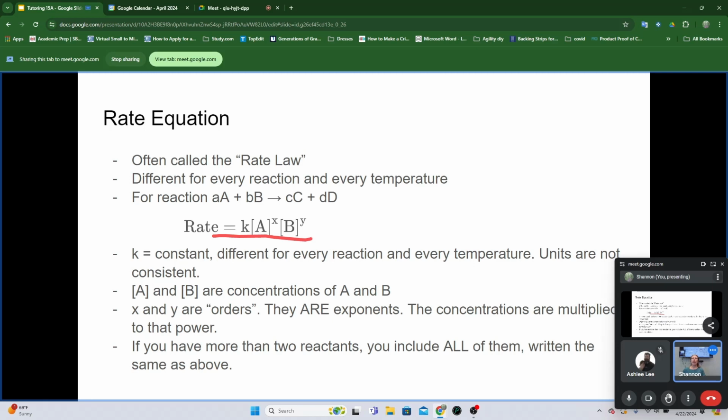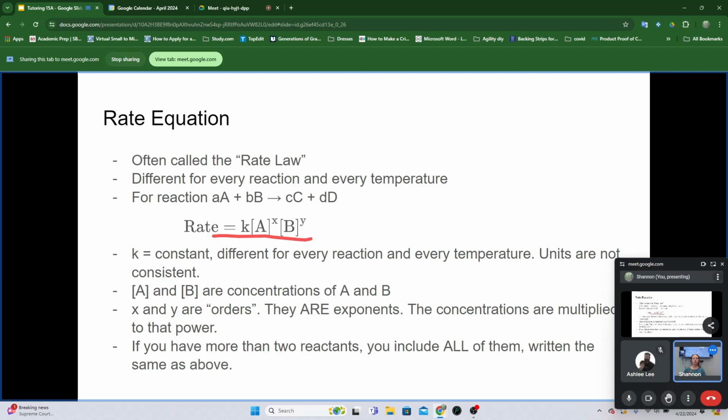Okay, so X and Y are the orders, which sounds so complicated, and it's not, and I'm gonna hopefully show you that, okay? The word orders, to me, when I see orders, I think sequence, right? It's not sequence at all. It's not sequence, okay? So all it is is exponents. And we've used this fancy word order, okay?